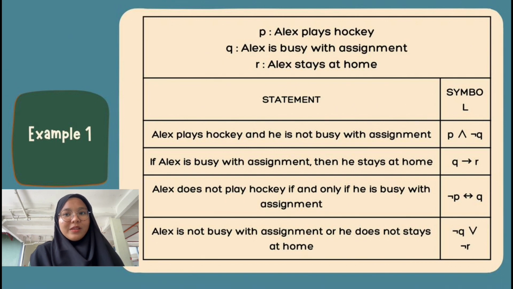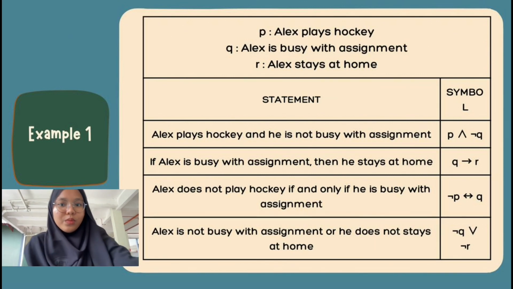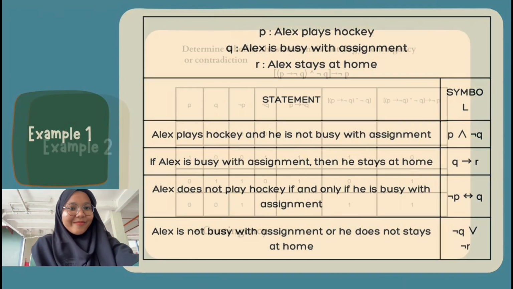The third statement, Alex does not play hockey if and only if he is busy with assignment. The symbol will be not P, if and only if Q. The last one, Alex is not busy with assignment or he does not stay at home. The symbol will be not Q or not R.